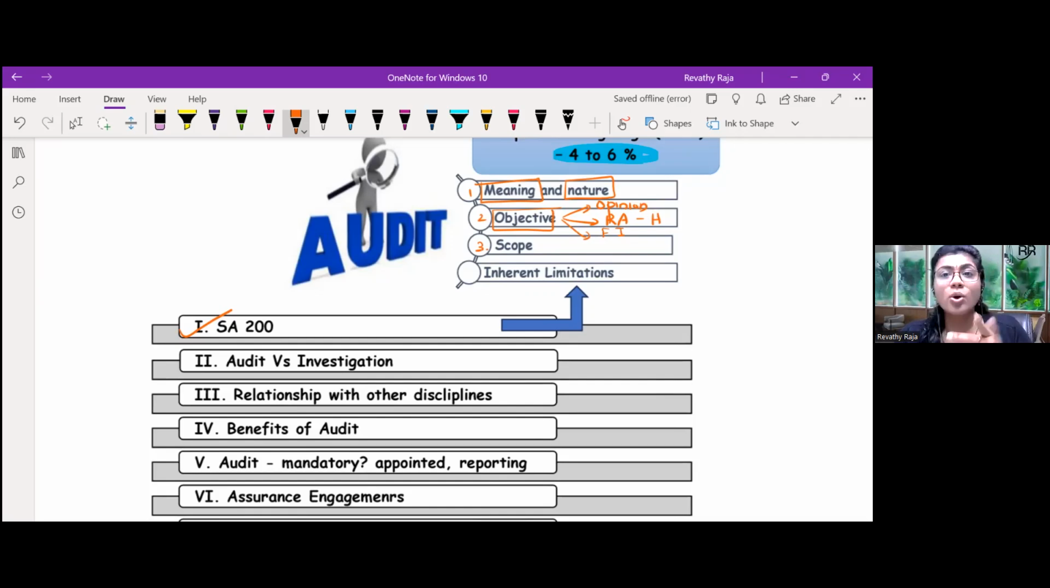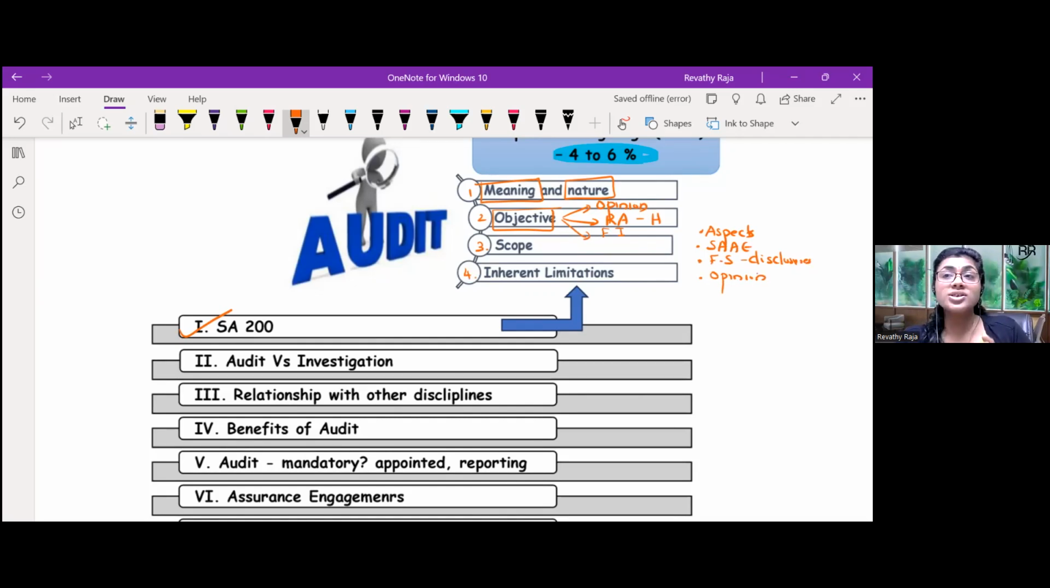Then, scope of audit. In the scope of audit, we cover all the financial aspects of the entity. To do this, we obtain sufficient and appropriate audit evidence, where we see whether the financial statements properly disclose the facts. If so, we express the opinion that they show a true and fair view.